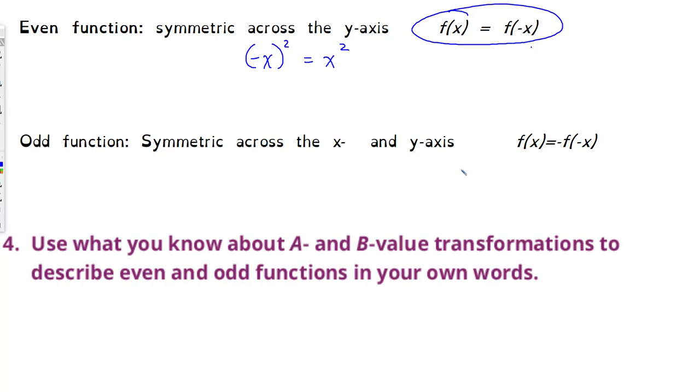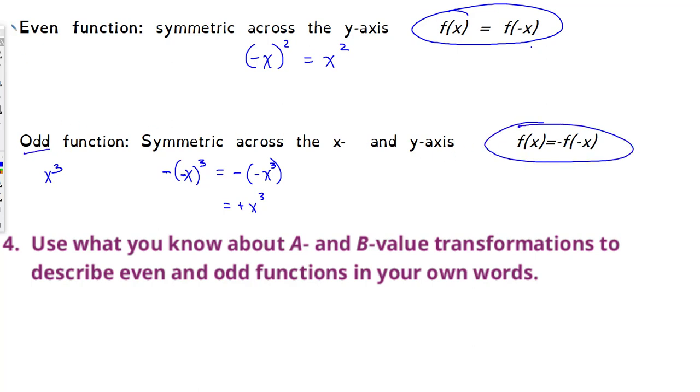Well, odd is symmetric across the x and y. So that means I have to do both what would get you across the x and what would get you across the y. Let's take x cubed. If I was to make the entire function negative and plug in a negative and cube it, would I get back to x cubed? Well, negative x to the third power is negative x cubed. A negative negative is a positive x cubed. So yes. And this is the test to see, is it odd or even?